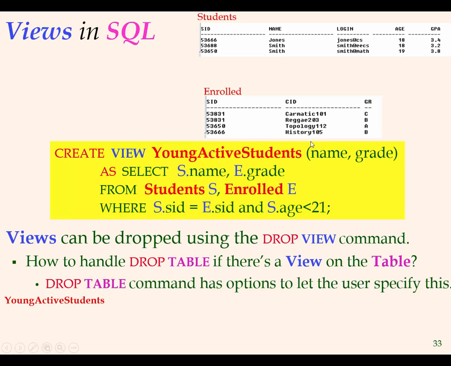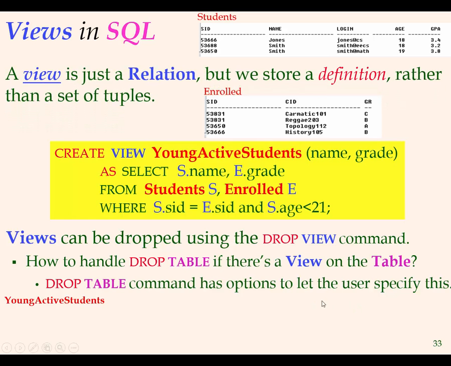So the syntax to create views: create view, straightforward. Please pick a good name. This view will have two attributes. Select is a keyword, so this comes from the student name, this comes from the enroll grade. From, I have two relations, students and enrolled, where again you have to match the primary and foreign key, and I want the age less than 21. So young active students are the students, the name and the grade, they are less than 21. So this is an example overview.